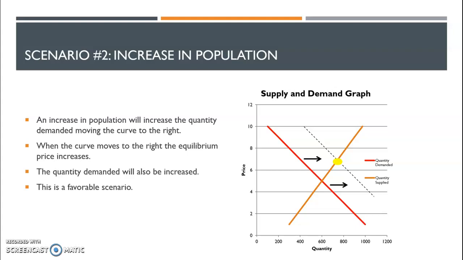Scenario 2, an increase in population. An increase in population will increase the quantity demanded, moving the curve to the right. When the curve moves to the right, the equilibrium price increases. The quantity demanded will also be increased. This is a favorable scenario for oil.